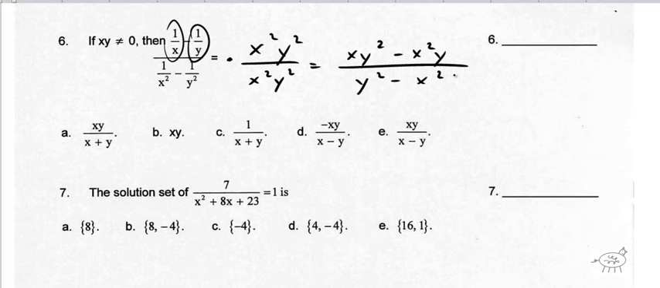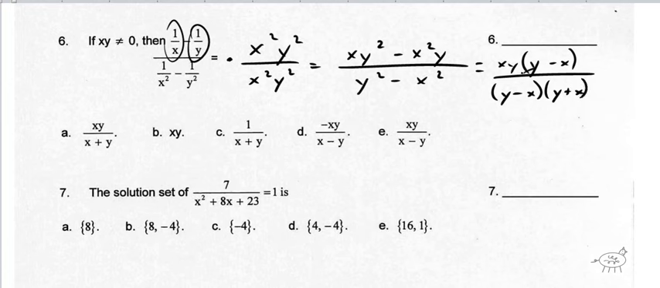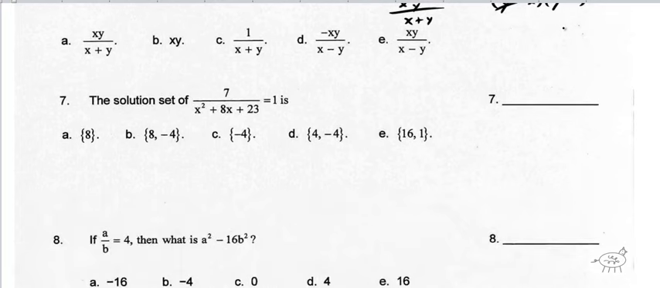All right. Got to simplify more, but I can see I can factor. So on the top, I can factor an xy out. And I get y minus x. And on the bottom, it's a difference of two squares. So y minus x. Woo, how nice. y plus x. That cancels. So I get xy over x plus y, which is A. Okay, kind of nice. Okay, let's keep going here.